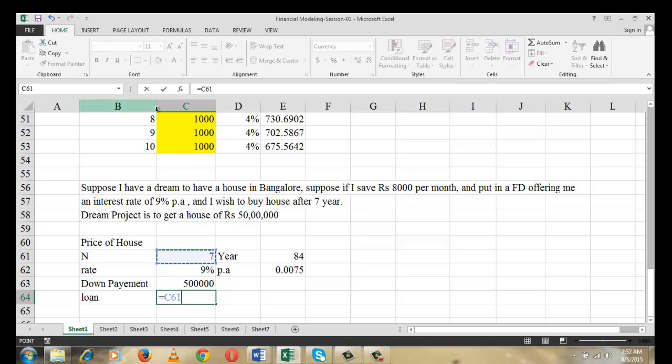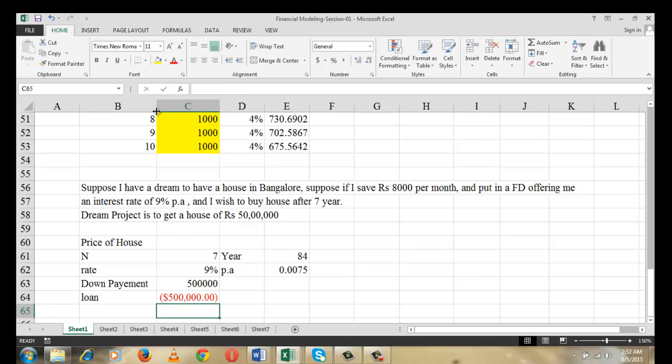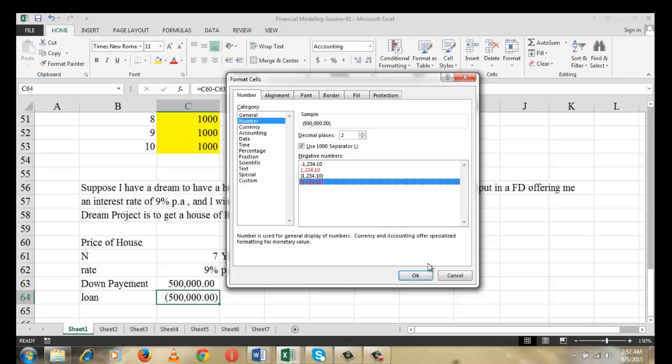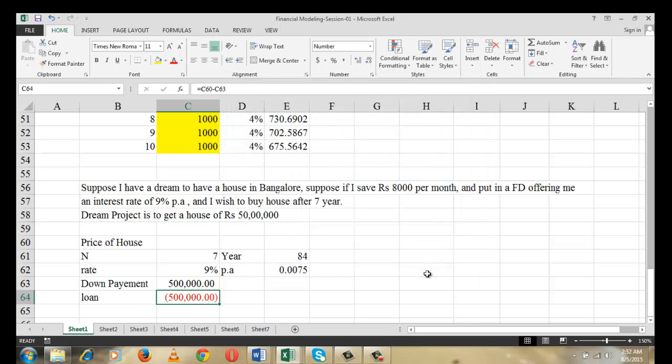For that you can use this formula: price of house minus the down payment. If you want red color, you can go to number, click there, and they'll show you. So now the loan would be this much.